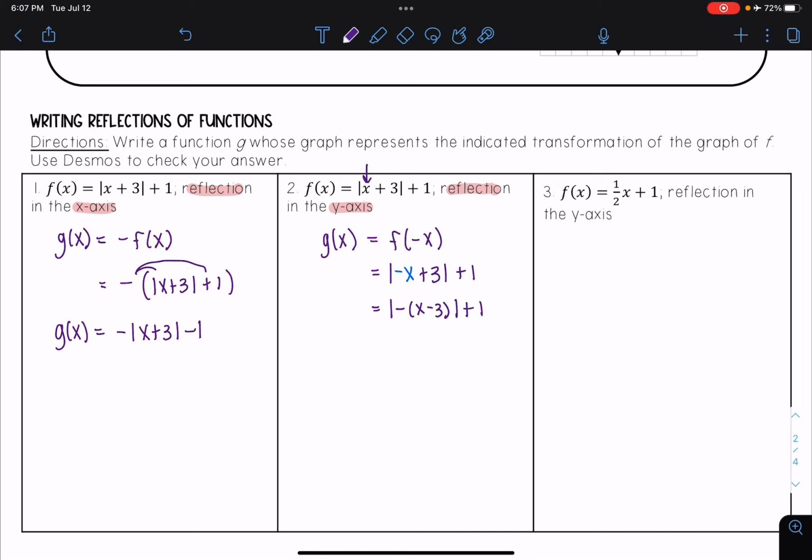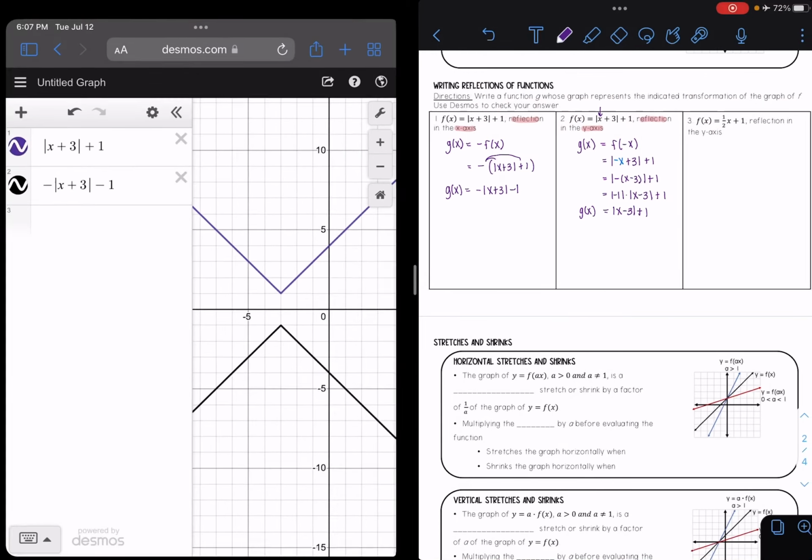And I can check my work. If I redistribute that negative, I get back to where I started, negative x plus 3. The reason I'm doing this is that now I can rewrite this absolute value to be -1 times the absolute value of x minus 3, plus 1. So I am just breaking apart the absolute value. And now when I do the absolute value of -1, I get +1. We learned about that. And so I get that g of x is equal to the absolute value of x minus 3, plus 1. Then I can go ahead and check that on Desmos again.